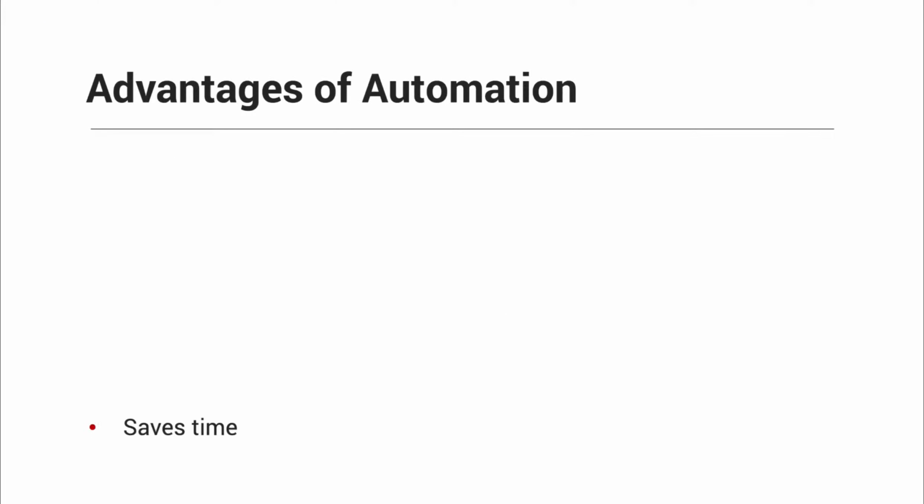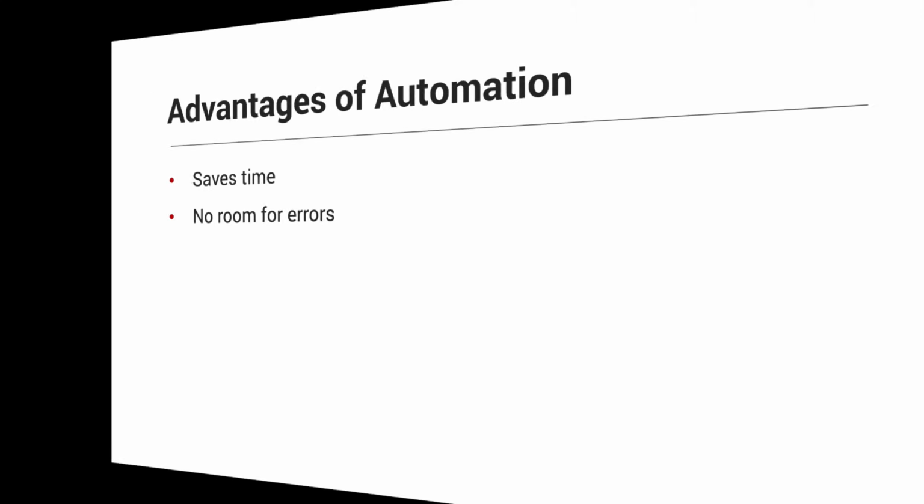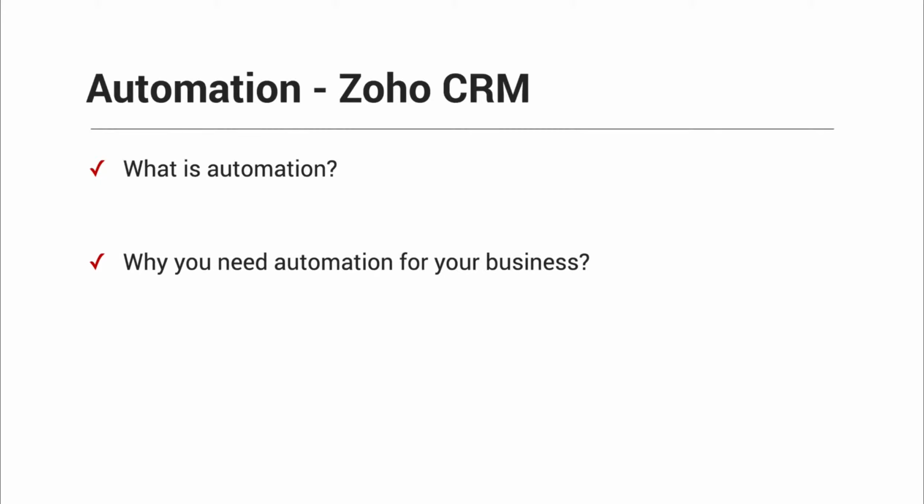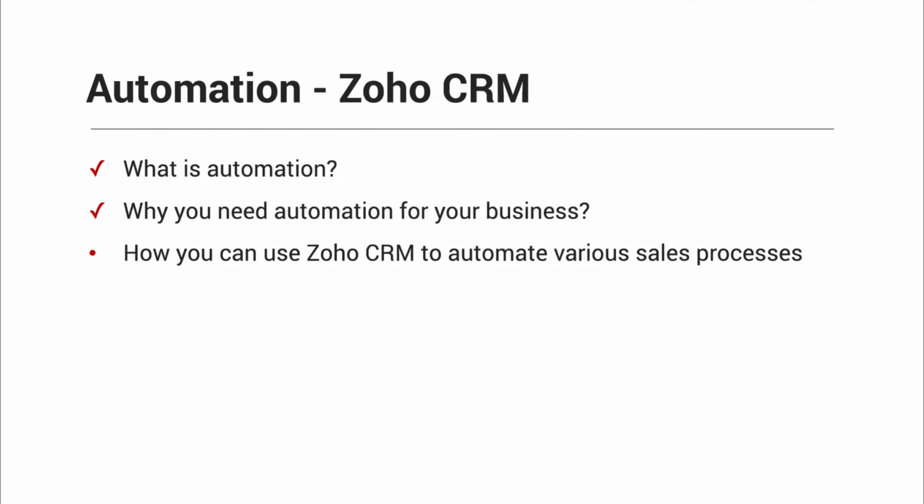As you can see, the biggest advantage of automation is that it simply saves time. Another important advantage of automation is that there's no room for errors. You might forget to send an email to a customer, but your CRM will not. Alright, so now that we've looked at what automation is and why you might need automation, let's go ahead and move on to how you can use Zoho CRM to automate various sales processes in your organization.